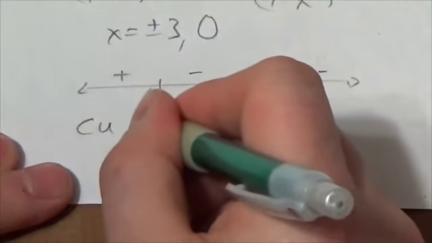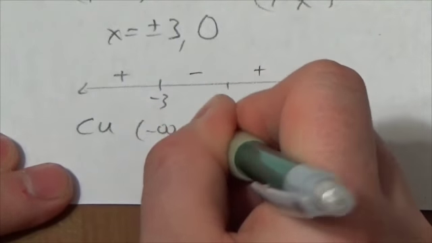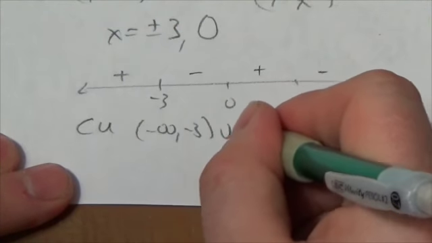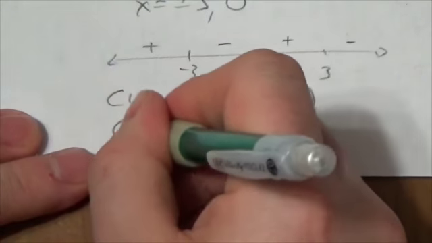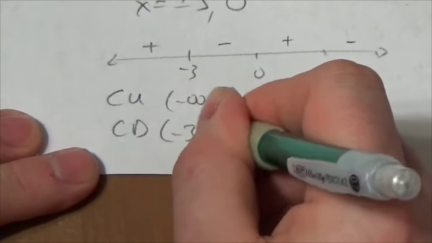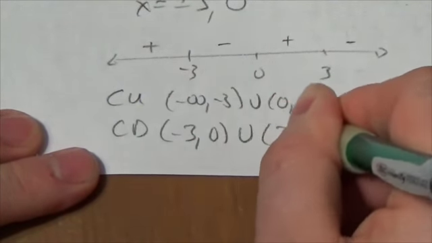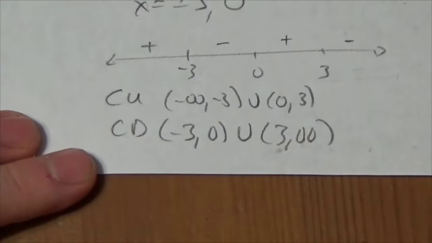So this is going to be concave up on negative infinity to negative 3, union 0 to 3, and it's going to be concave down on negative 3 to 0, union 3 to infinity. And those are my intervals of concavity.